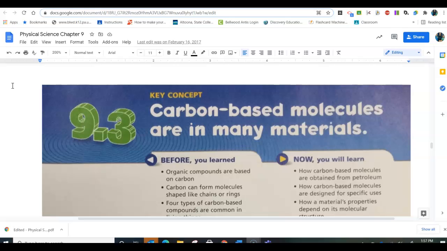We're finishing chapter 9. I've been doing this in a quickie version because I just want to expose you to it before the PSSA tests. Chapter 9 has all been about organic molecules, and now we're going to finish it out with the different types of molecules that we use in mostly the petroleum molecules, like the plastics, and different types of polymers used in industry today.